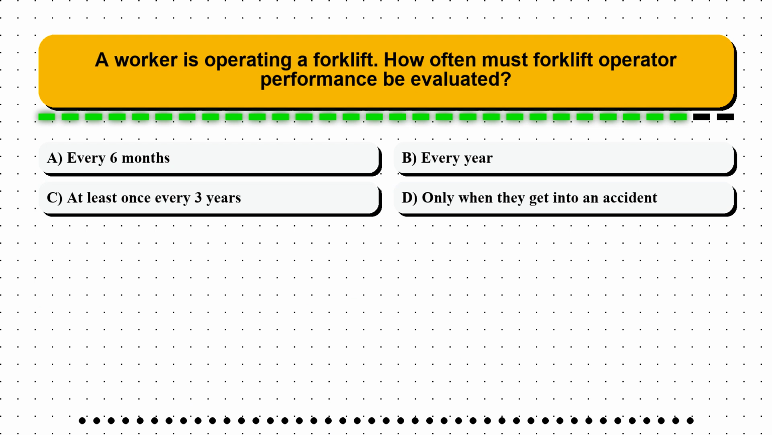Question 41. A worker is operating a forklift. How often must forklift operator performance be evaluated? Option A. Every 6 months. Option B. Every year. Option C. At least once every 3 years. Option D. Only when they get into an accident.